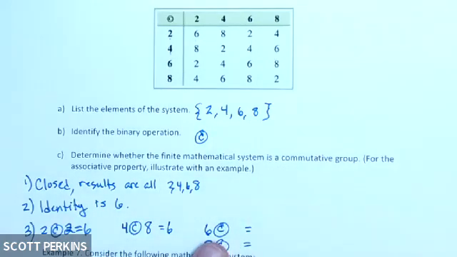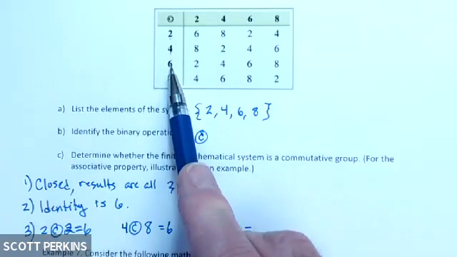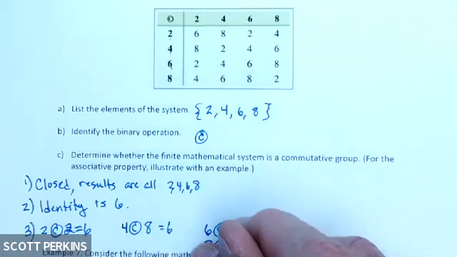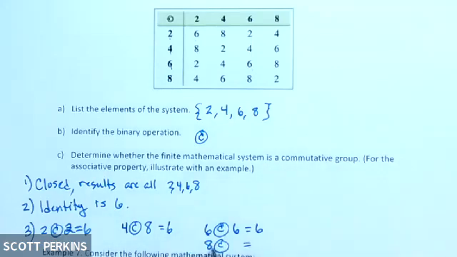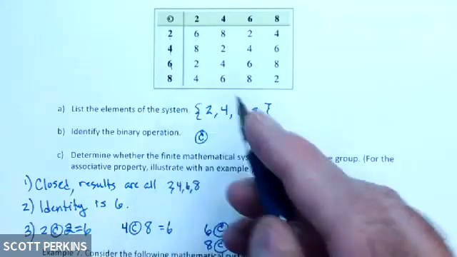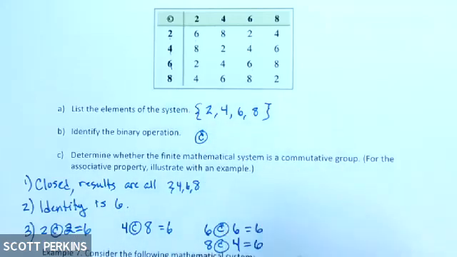So far, so good. Is there something I combine with 6 to give me 6? 6. And then last but not least, is there something I combine with 8? 8 and 4 give me 6. So every element has an inverse. Every element has something that I combine with it to give me the identity. So we are going to keep going.